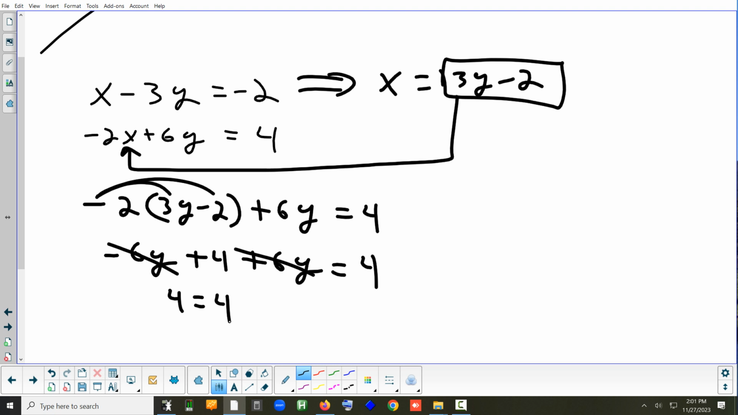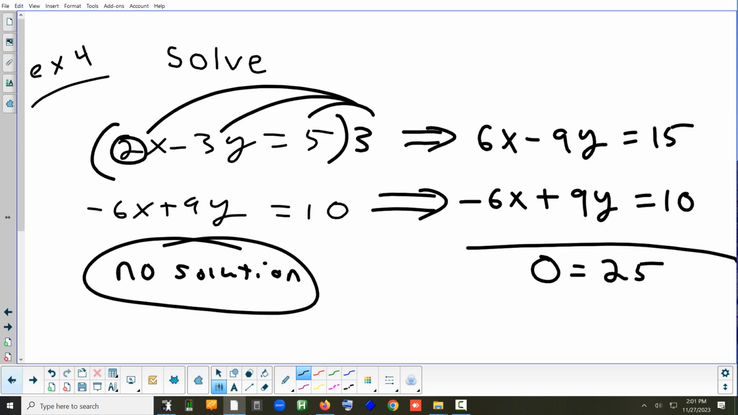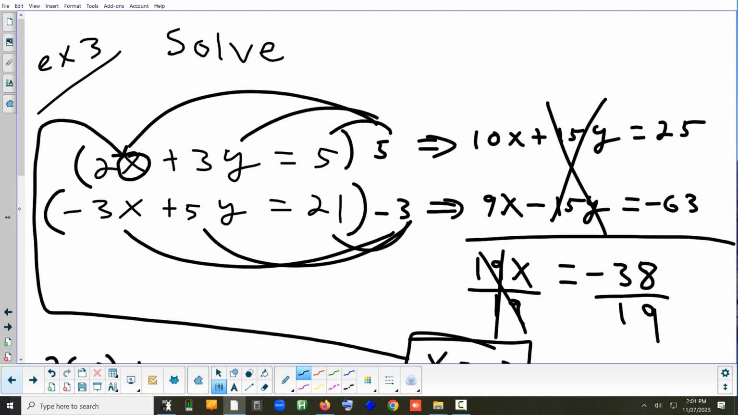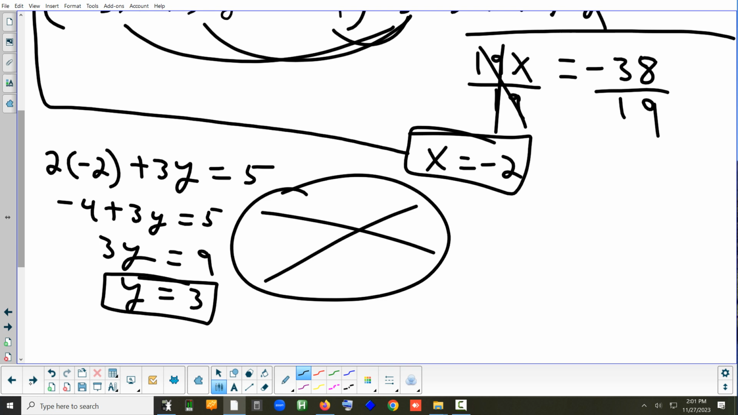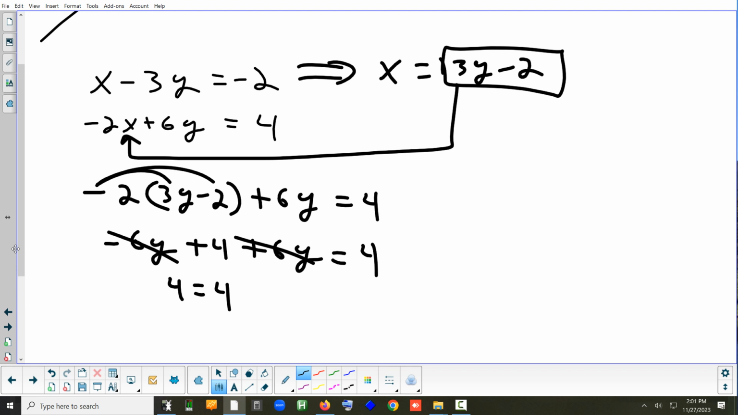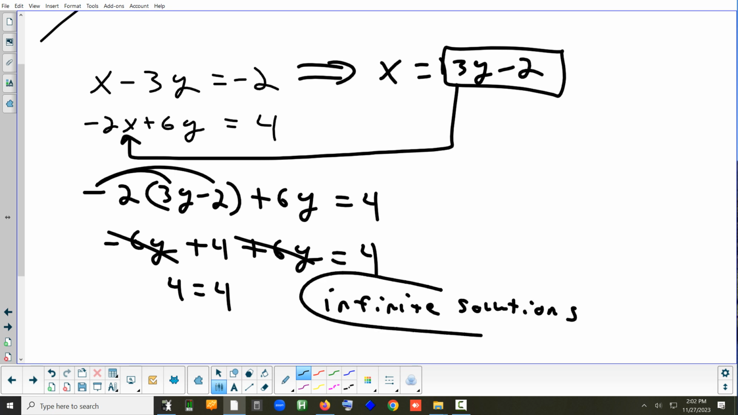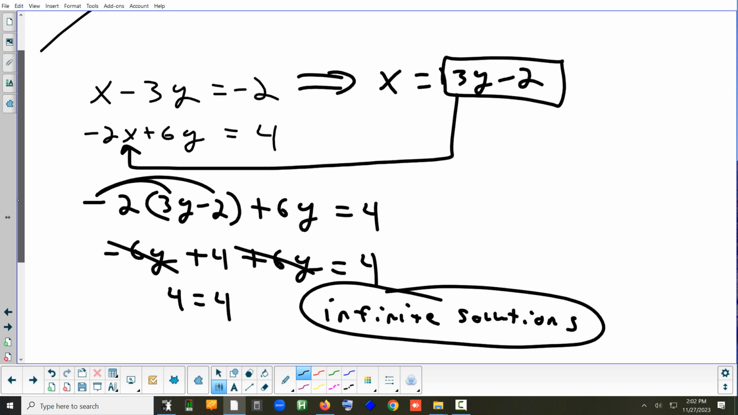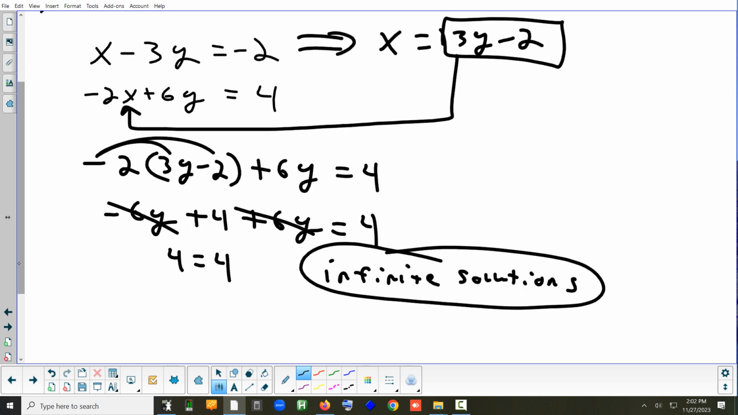So what do you think the answer is for this one? One solution? Well, to have one solution, you've got to be left with an x and a y. We're not left with any x's or any y's, so it is a special case. But which special case is it? Yeah, this is the infinite solution. Okay, that's infinite solution.